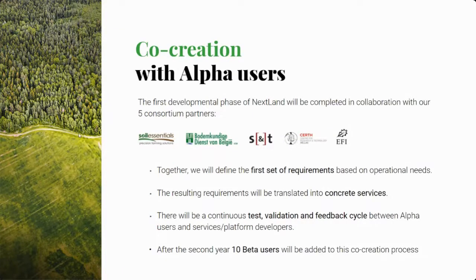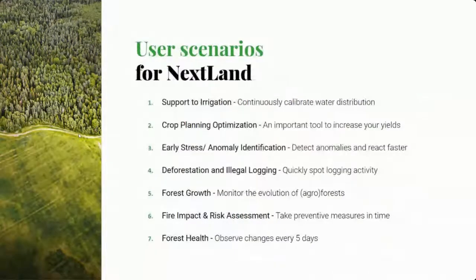Those requirements will be translated into the evolution of the services that are already existing and already robust to be included in the platform. And there will be a continuous test, validation, and feedback cycle between alpha users and service and platform developers. After the second year, 10 beta users will be added to this co-creation process, as I mentioned earlier.